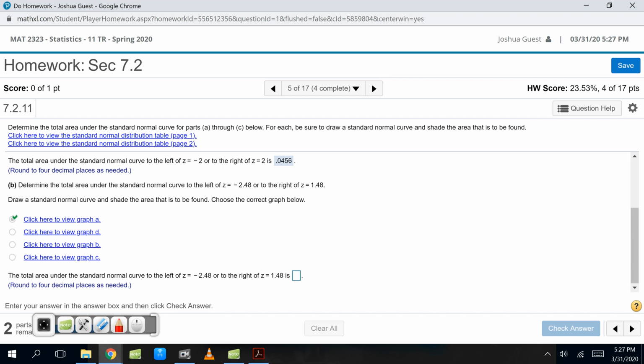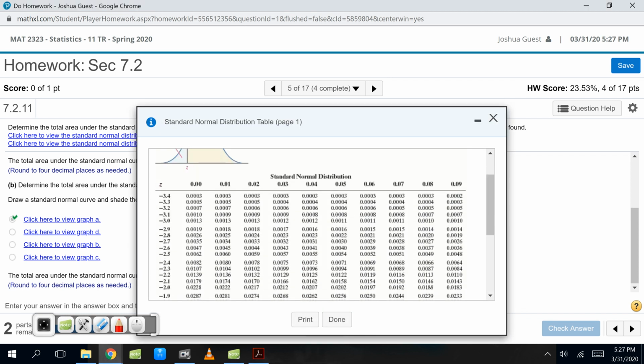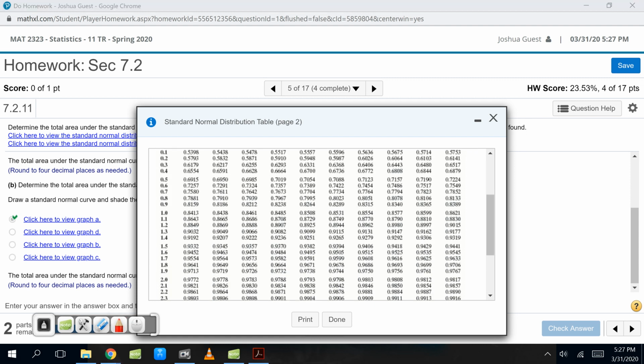And then it wants us to find it, so we have to look the numbers up again. Negative 2.48. Negative 2.4, and then 0, 1, 2, 3, 4, 5, 6, 7, 8. So 0.0066. Hopefully that's not hard to remember. 0.0066, and then 1.48. 1.4 is all the way across this one right here, and this is 9, this is 8. So 0.0066 and 0.9306.